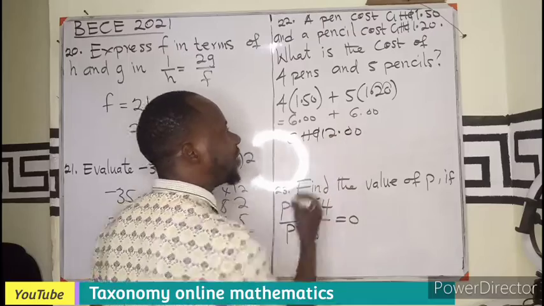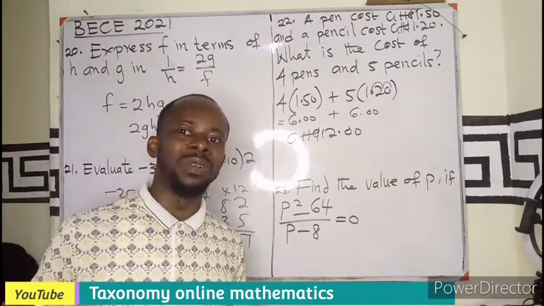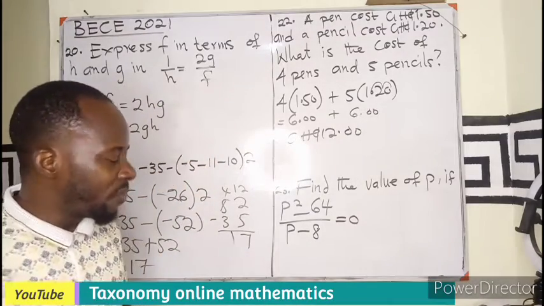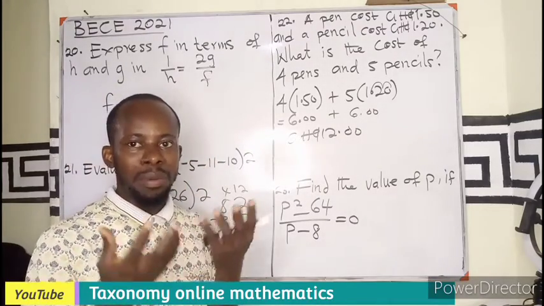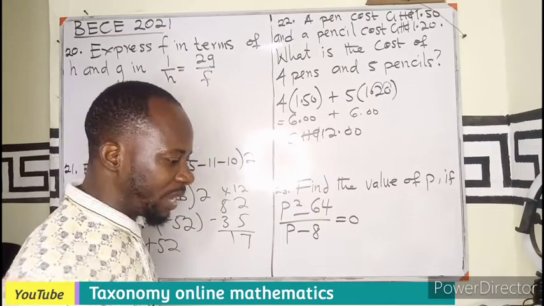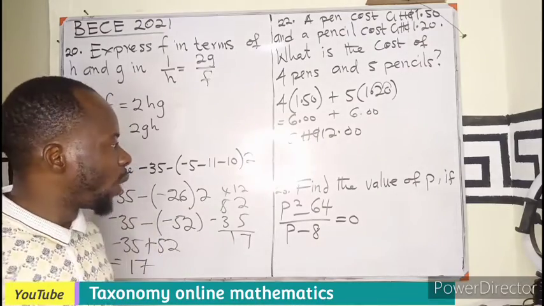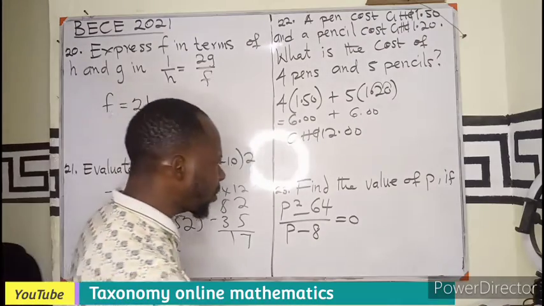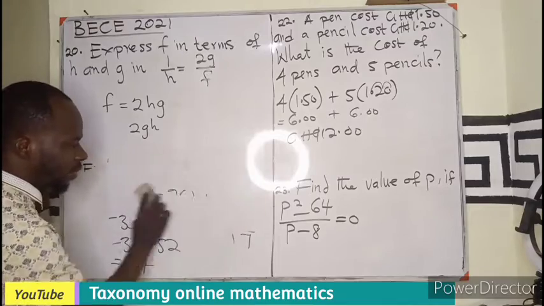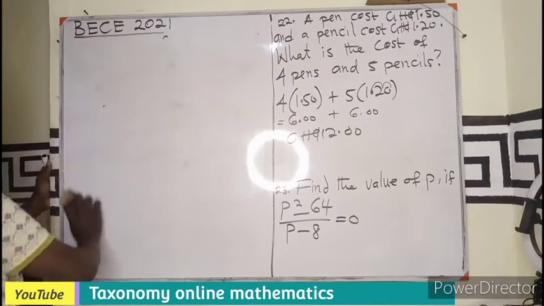12 Ghana cedis. Meaning if I want to buy 4 pens and 5 pencils, I should have 12 Ghana cedis before I can buy those numbers. And on the question paper, that will have been option B, 12 Ghana cedis. Option B will have been our answer. Alright, then number 23. This is also on algebraic expression.